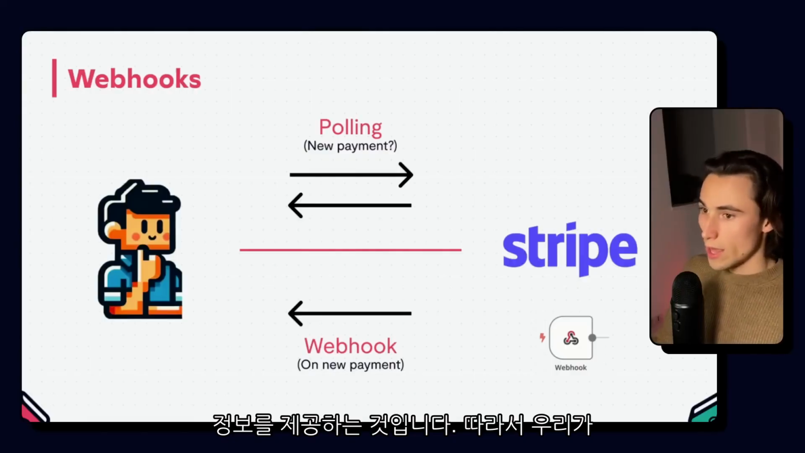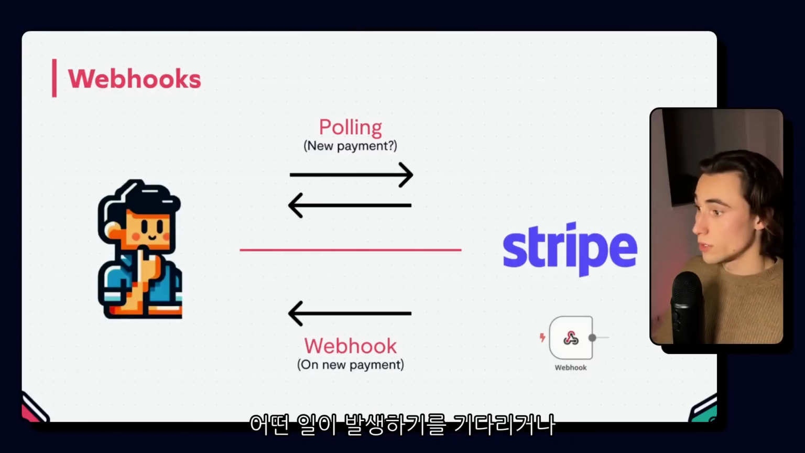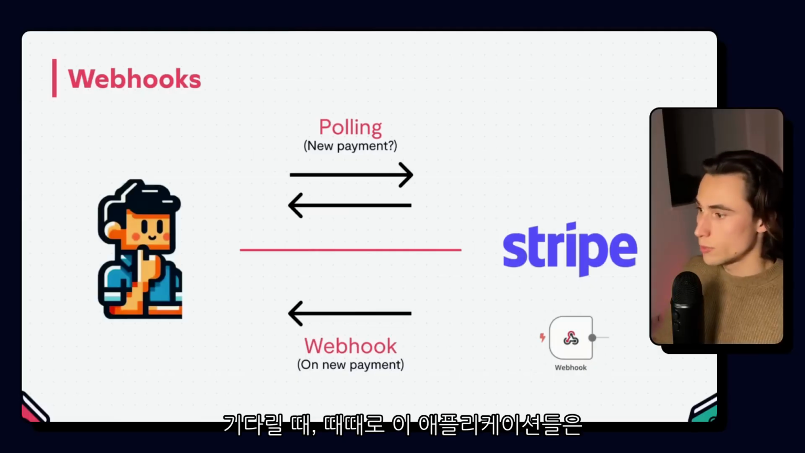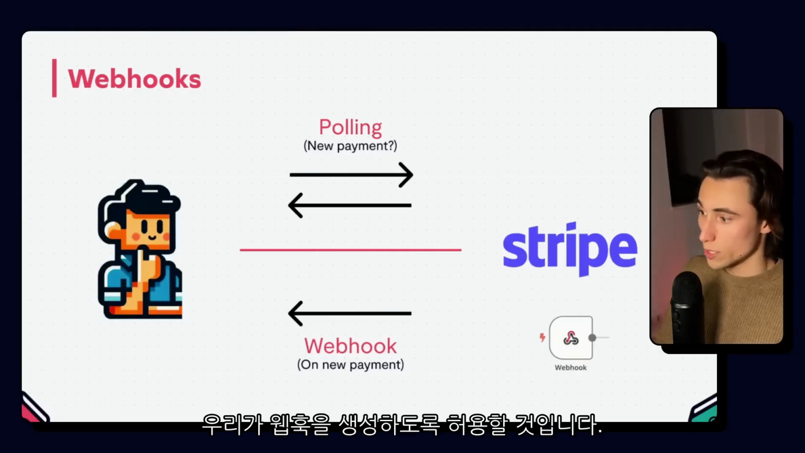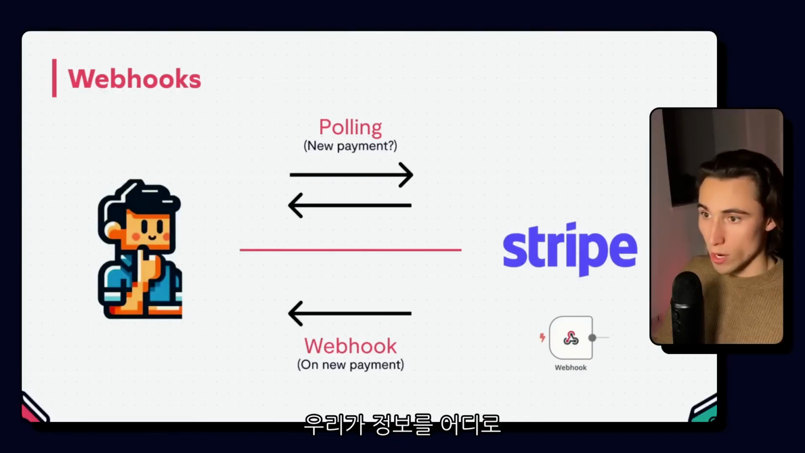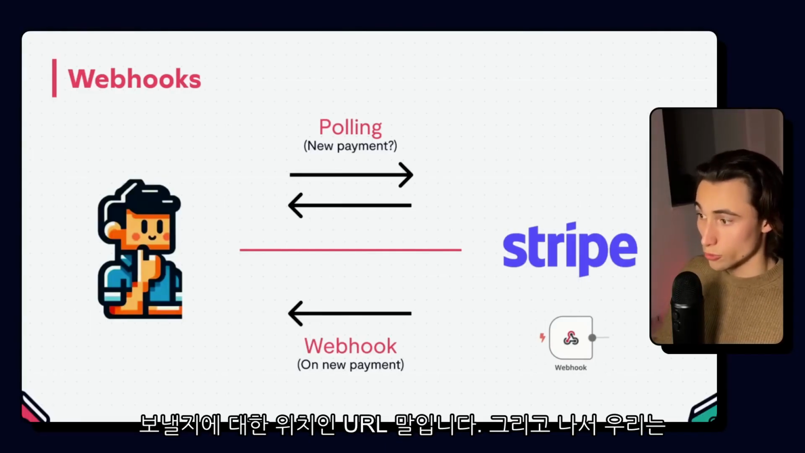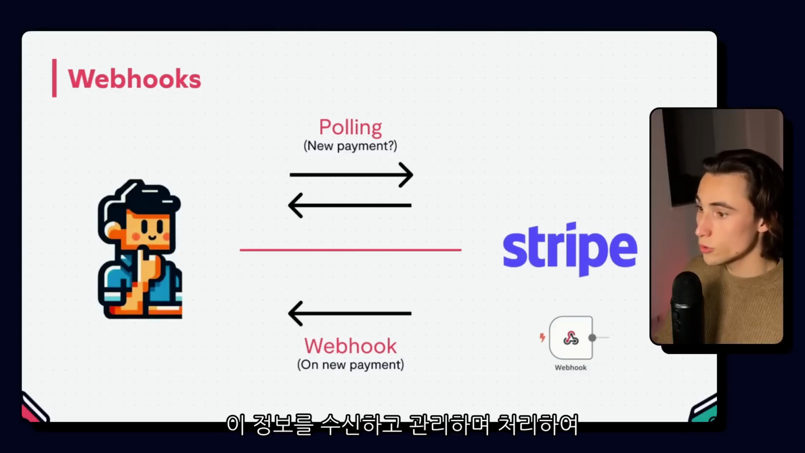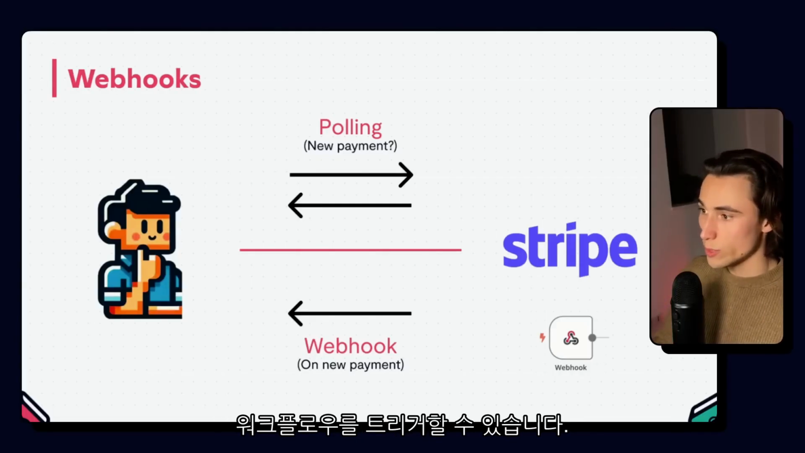So every time we're waiting for something to happen, or we're waiting for information from a specific application or service, sometimes these applications are going to allow us to create webhooks. What we need to set up a webhook is a URL, which is the location we are sending the information to. And then we can use a tool like n8n and the webhook node to receive and manage and deal with this information, triggering a workflow.